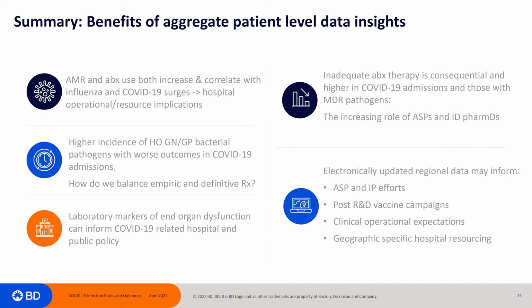Your public policy on masking might change, and your hospital policies might change. And so it's important to know the distinction between stats on hospitalization and actually what happens in a hospital, because the severity of illness does matter. Inadequate antibiotic therapy is consequential, and we saw this in COVID-19 admissions.